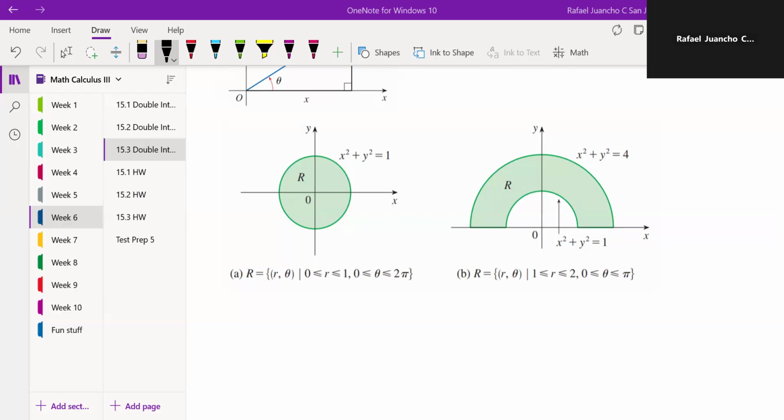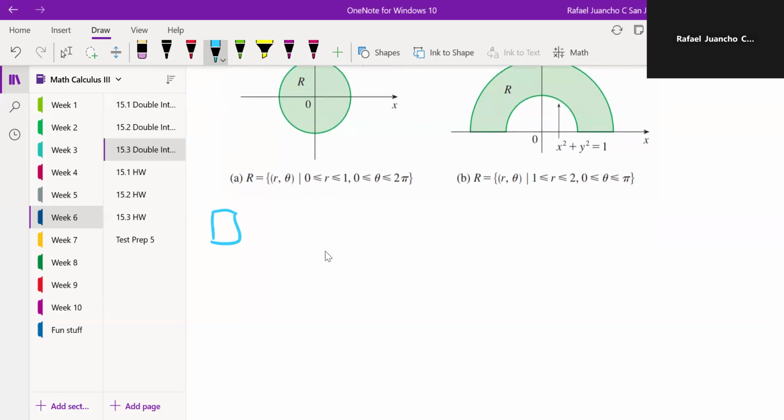Okay, now let's talk about applying double integrals to polar coordinates. Or wait, can I?